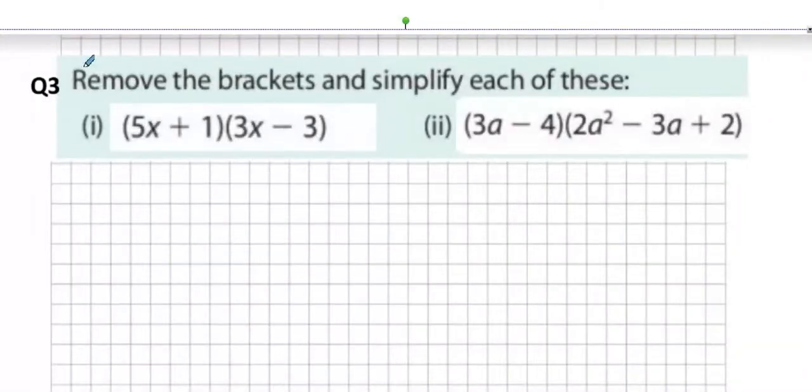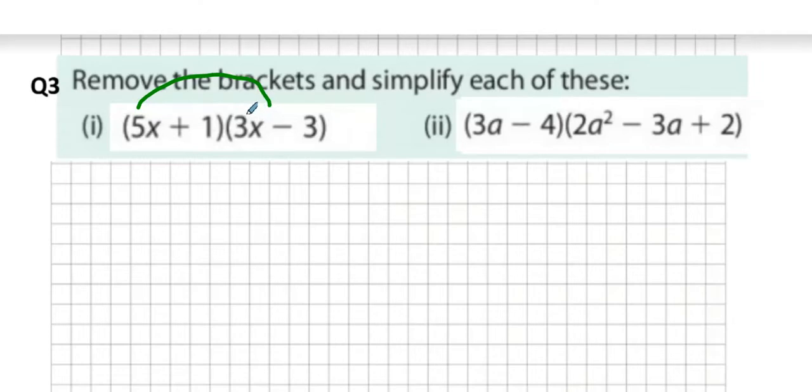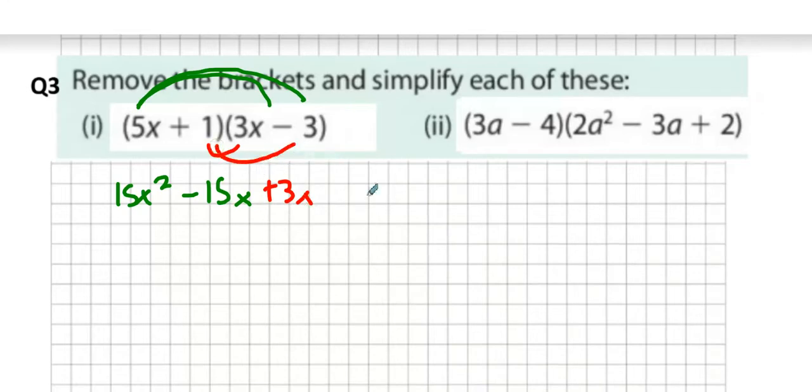All right, guys. This one here. Okay. You good here? Yeah. 5x times 3x. X squared. 5x times 3. Minus 15x. Yeah. 1 times 3x. And 1 times minus 3. Minus 3. Okay. And what do you get here?